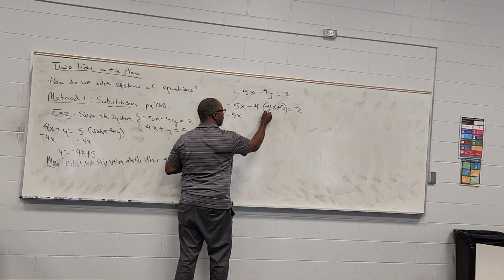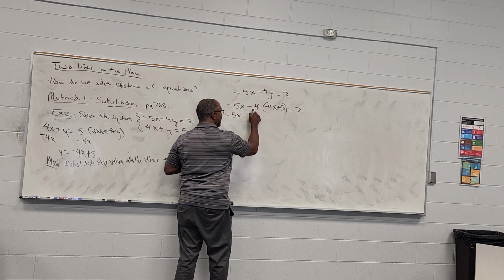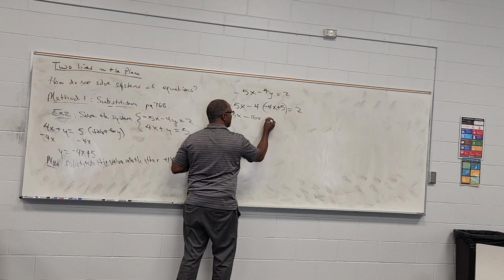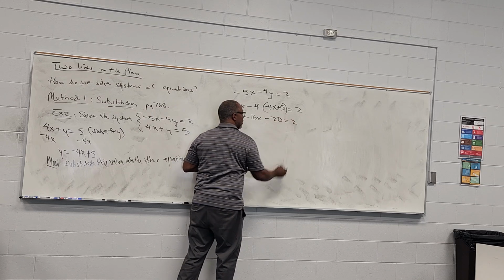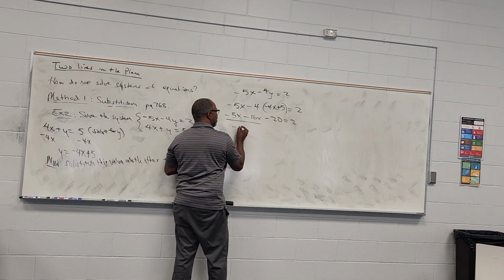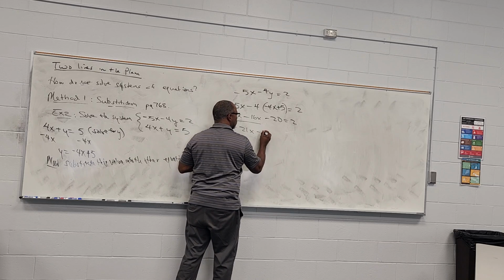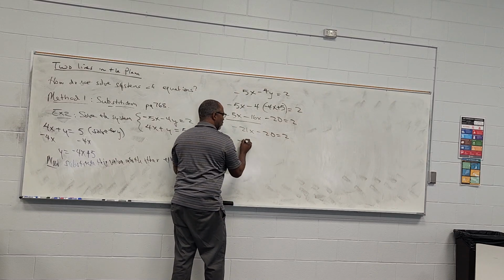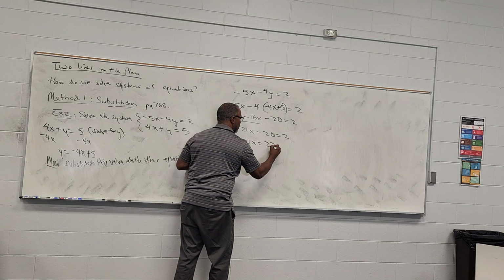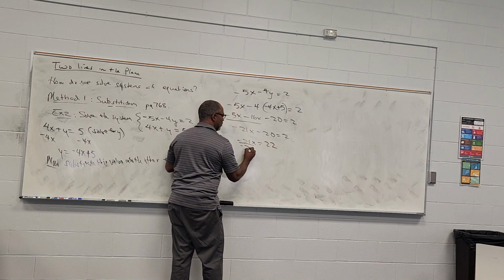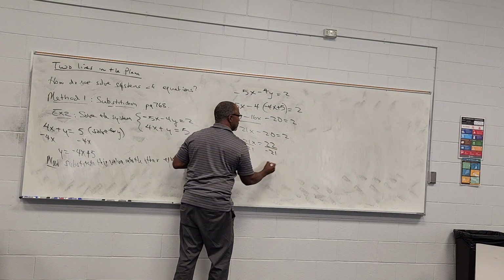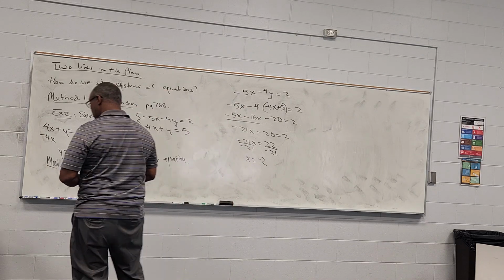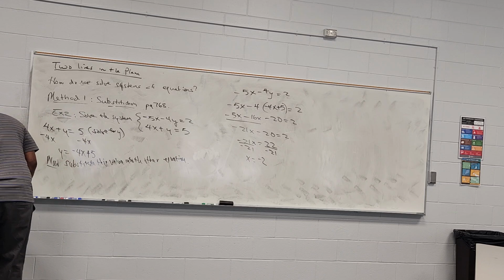Negative 5x. Negative 4 times negative, because this is multiplication. Negative 4 times negative 4x is minus 16x. Negative 4 times a positive 5 is minus 20 equals 2. These are like terms. I get negative 21x when I combine them, right? Add 20 to both sides, then divide by negative 21. X is negative 2.